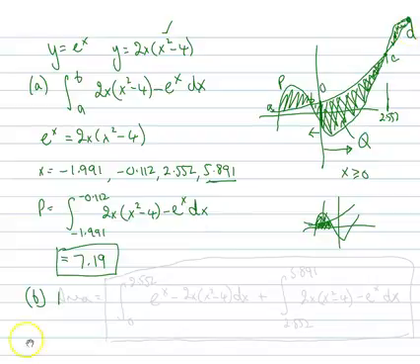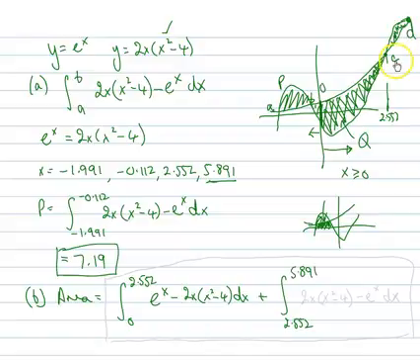So the total area, and I'm going to do this carefully: from 0 to 2.552, which of the graphs is higher? From 0, this e to the x graph is higher, so it's that one, subtract the other one, and then add on that second area, which is going from 2.552 to 5.891, and this time the other graph is higher. So 2x times (x squared take 4) is higher, subtract e to the x, dx. Okay, so it says we don't have to evaluate it, so that's our answer.